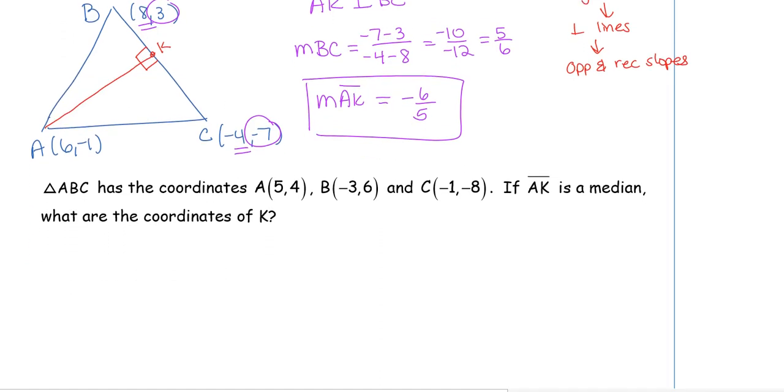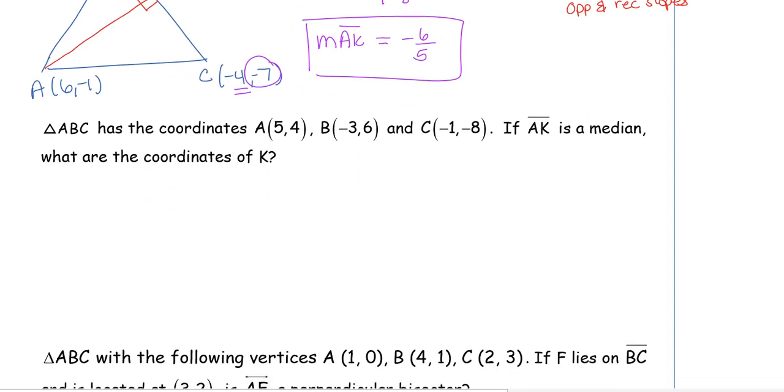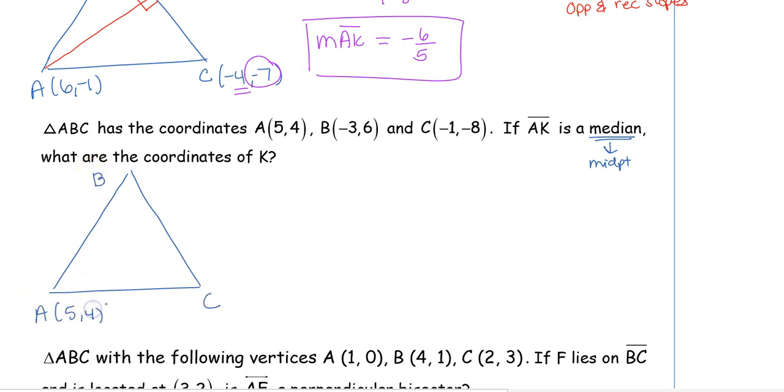Our next special segment, a triangle ABC, AK is a median. So again, we think about what a median does. A median is connecting to the midpoint. So we want to see what's happening in our diagram. We don't have a picture, so we draw our picture. Triangle ABC. A is at 5, 4. B is at -3, 6. And C is at -1, -8.